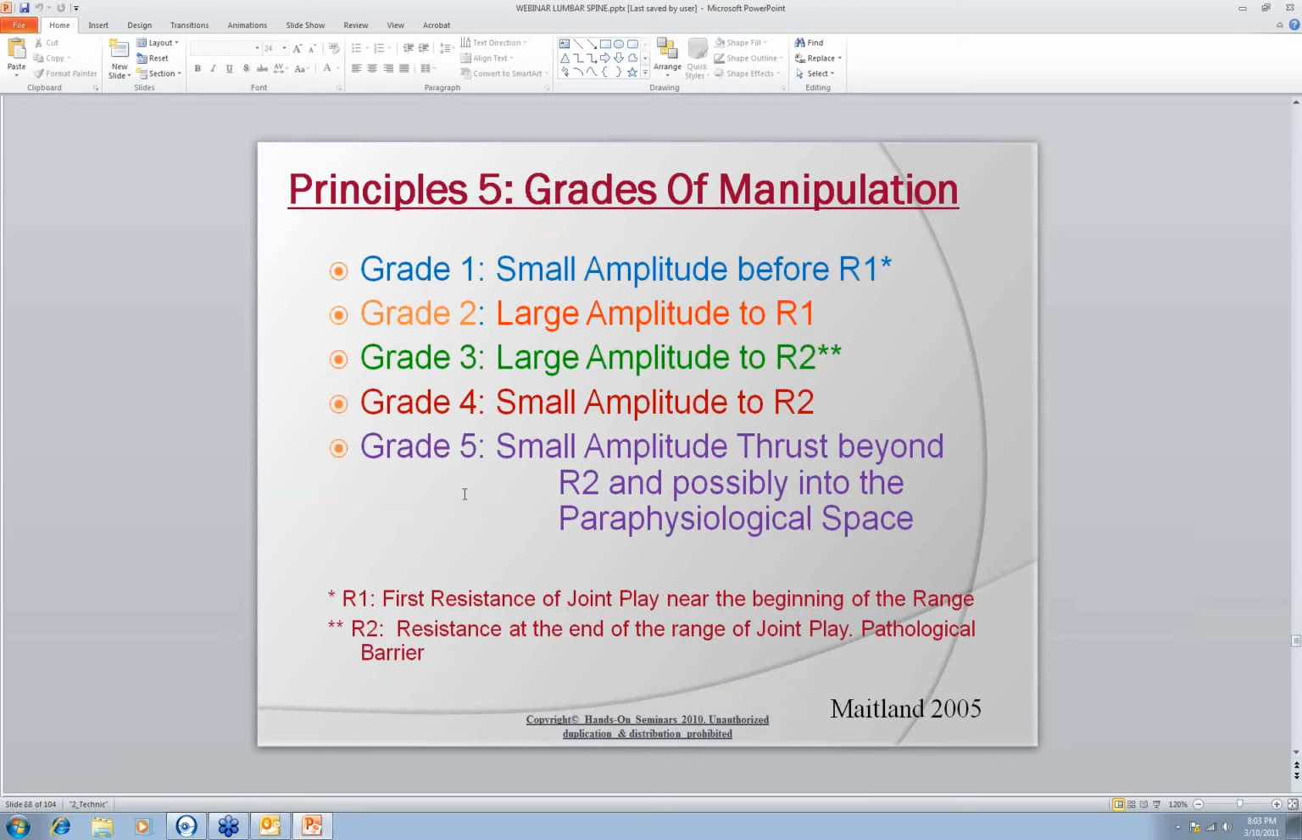Principle number 5, grades of manipulation. We have 5 grades, 1, 2, 3, 4, 5. As you can see, grade 1 and grade 2 go only up to the first resistance of the tissue. Grade 1 with small amplitude, grade 2 with large amplitude. Grade 3 and 4 go to R2 with large or small amplitudes. And of course, grade 5 goes into the paraphysiological space.